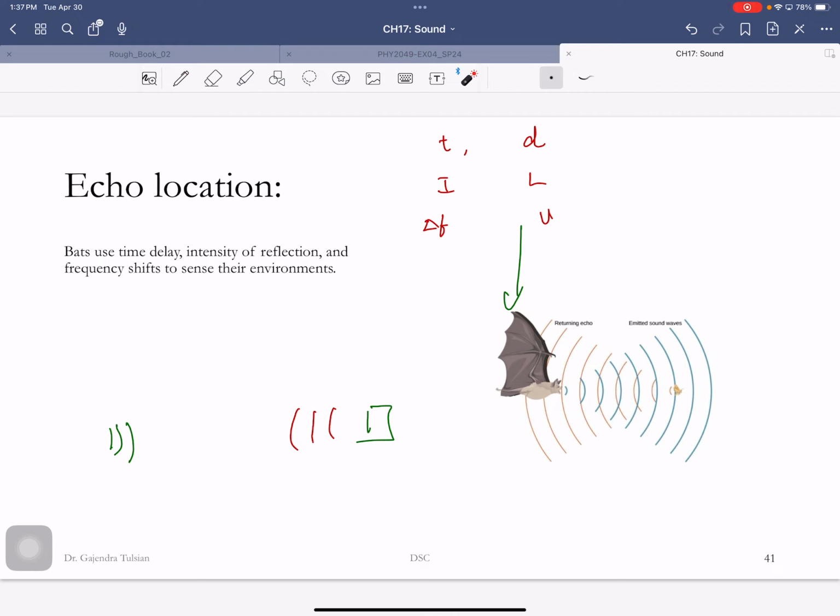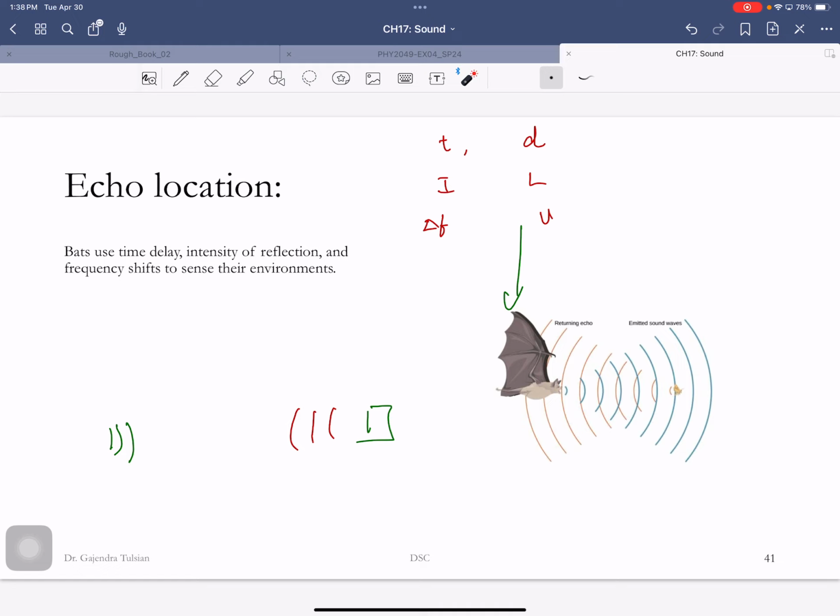So this guy is emitting ultrasonic waves, and it's looking for three pieces of information in the reflected wave: the frequency shift, the intensity, and the time delay. And from those three pieces of information, it can know how far the object is, how large the object is, and how fast the object is moving. And all that computation is done in this little pea brain.